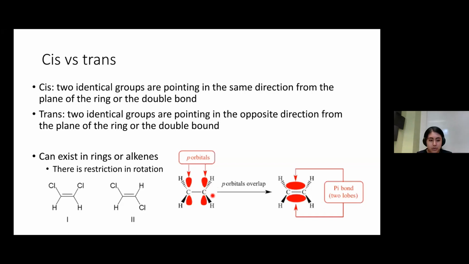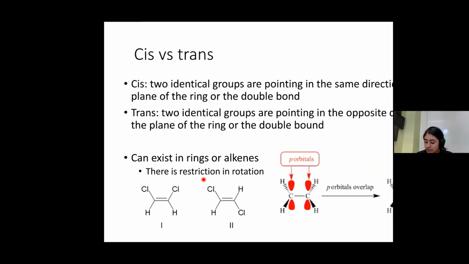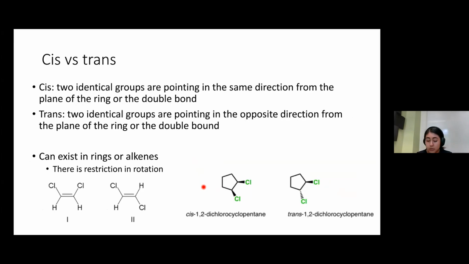So there's restriction in rotation when it comes to double bonds, as well as rings. Because if you try to rotate it, eventually you can't rotate it anymore. If you keep trying, you'll probably break the ring. So these two have restriction in rotation.